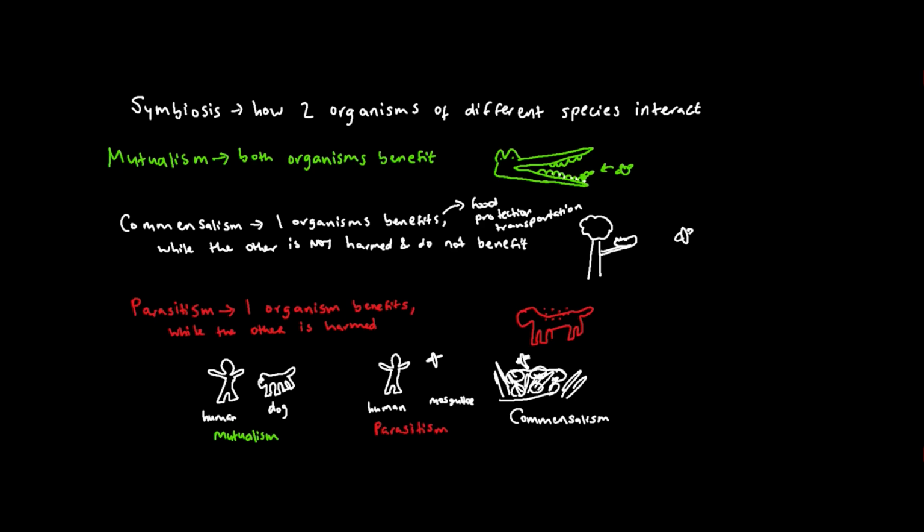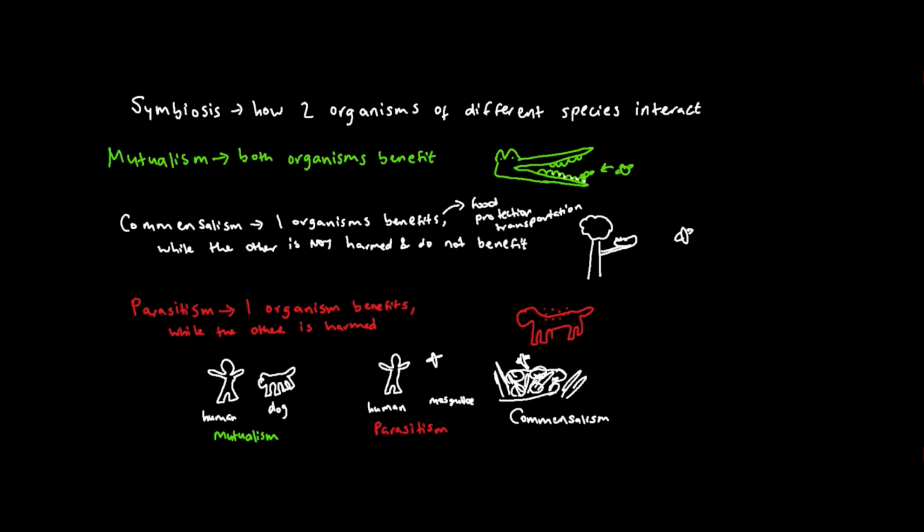So just to quickly recap, symbiosis is how two organisms of two different species interact with one another. There's three types of symbiotic relationships. We have mutualism, commensalism, and parasitism.